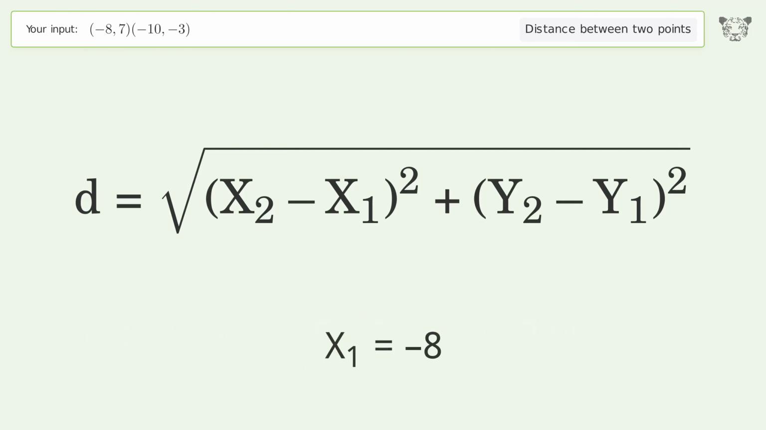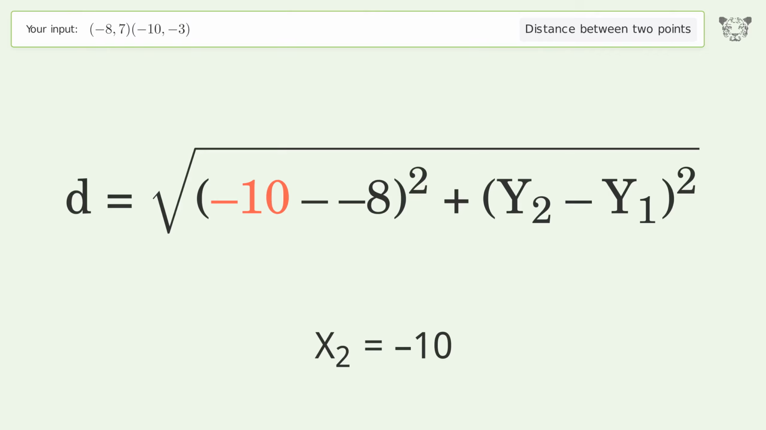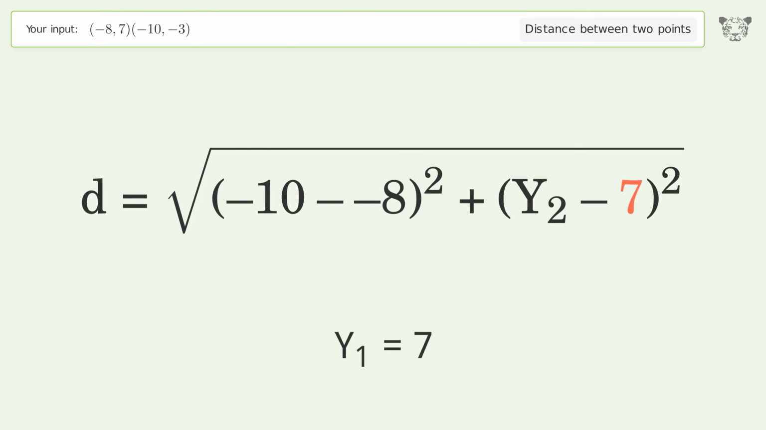x1 equals -8. x2 equals -10. y1 equals 7. y2 equals -3.